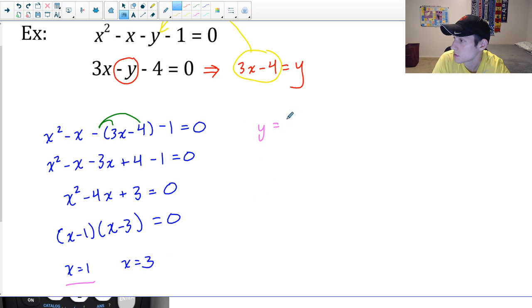So y equals 3x, but x is 1, minus 4. So y equals 3 minus 4, which is negative 1. So one of my points, I know that if I plug in positive 1, the y value is -1. So that makes an ordered pair 1, -1.